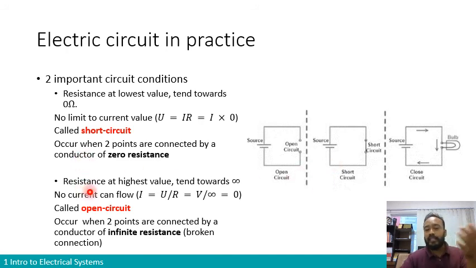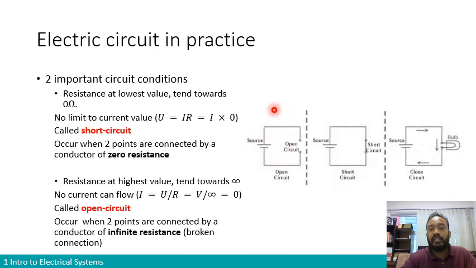And then on the opposite side, what you have is when you have your resistance extremely high, close to infinity. So if you look at the same equation, U equals IR, or I equals U over R in another sense, if you have your R extremely high, you will have your current that tends toward zero, right? So if R tends toward infinity, then your current tends towards zero. So if it tends towards zero, it means that no current can circulate in it.